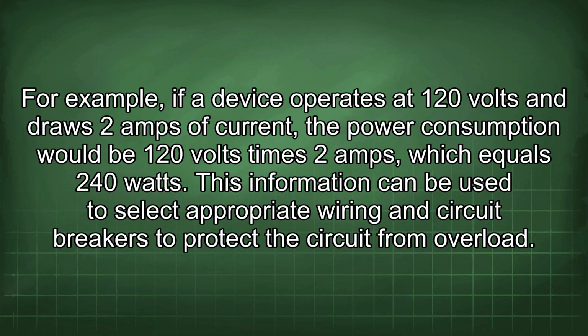For example, if a device operates at 120 volts and draws 2 amps of current, the power consumption would be 120 volts times 2 amps, which equals 240 watts. This information can be used to select appropriate wiring and circuit breakers to protect the circuit from overload.